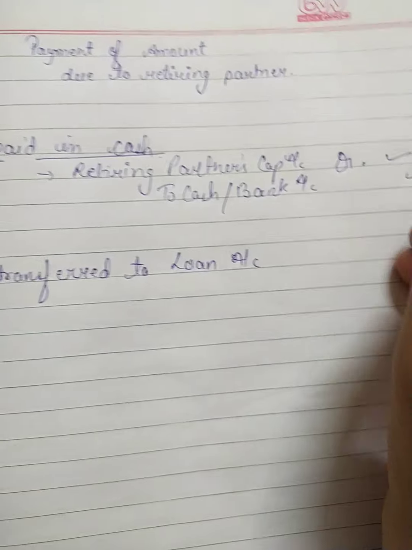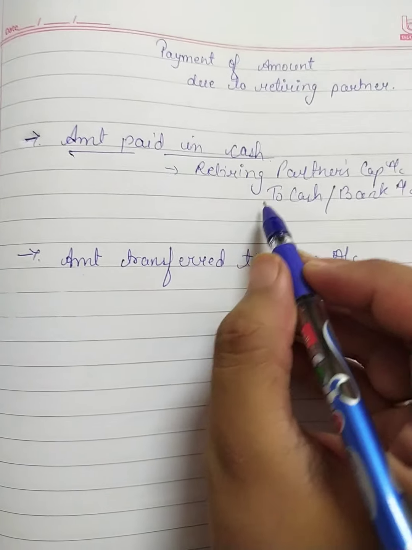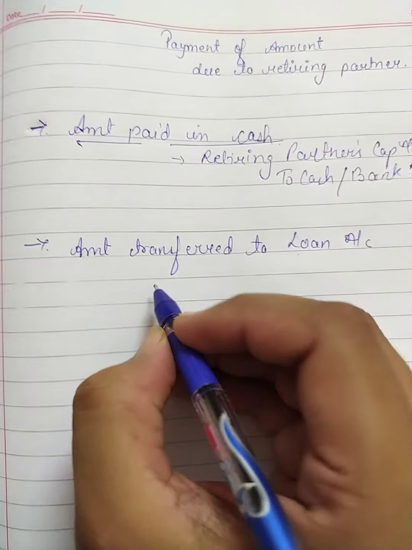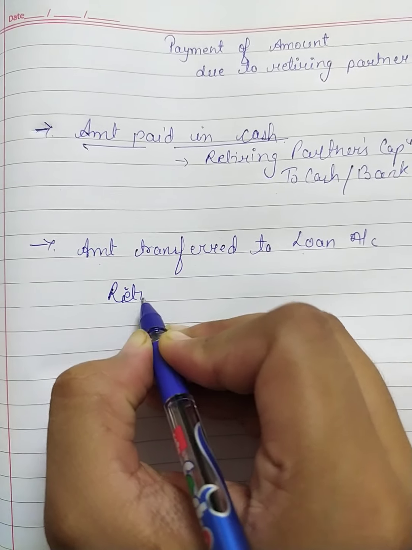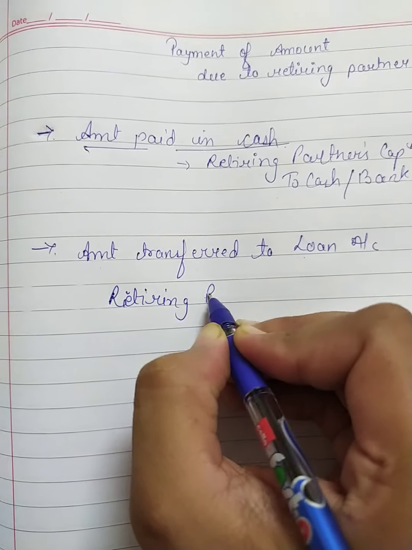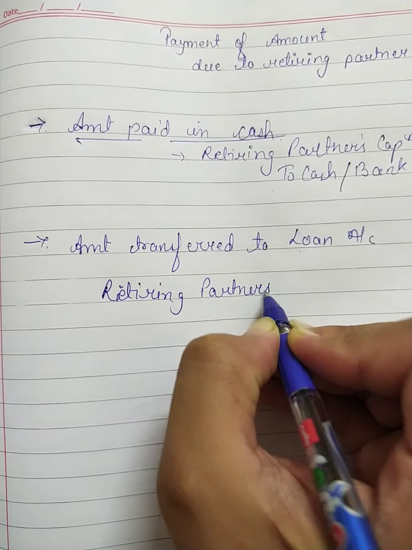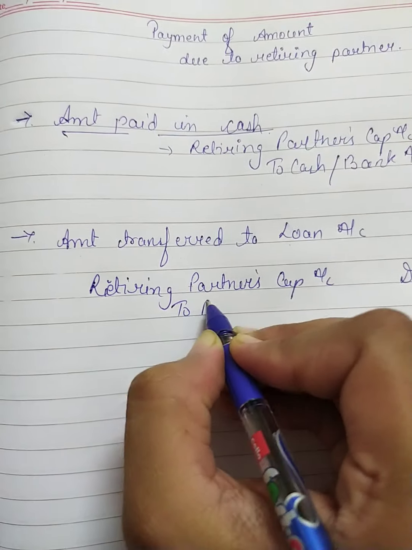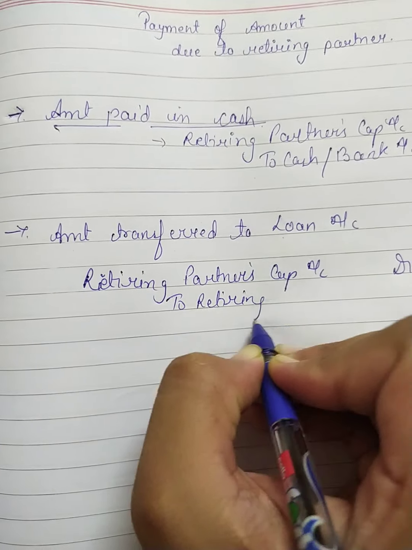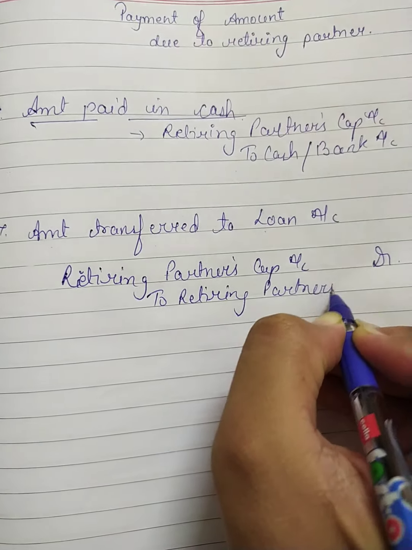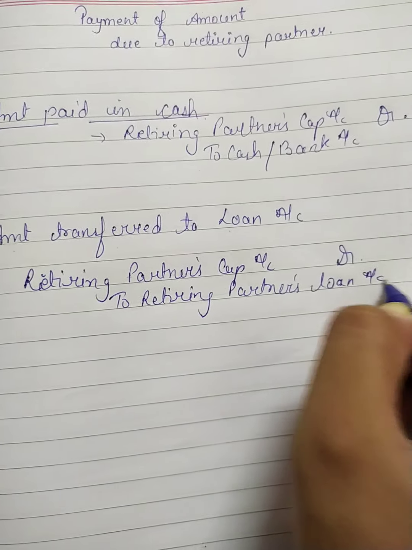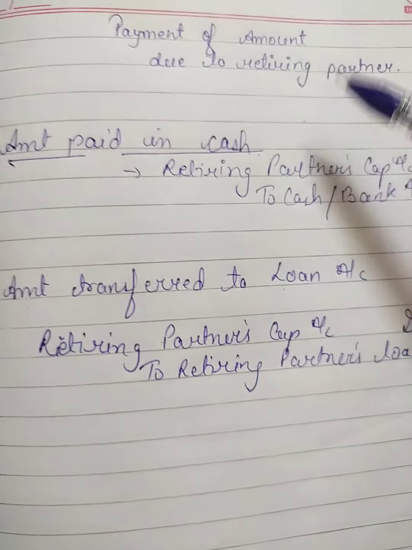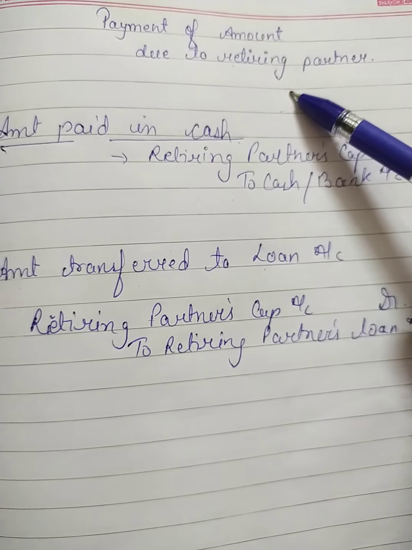Okay, we will do the entry, and if we are transferring the amount into a loan account or we are converting his capital account into a loan account, then our entry will be retiring partner's capital account debit to retiring partner's loan account. That amount has been transferred to the loan account. Okay, so this is the way that we need to pay the amount which is due to retiring partner.